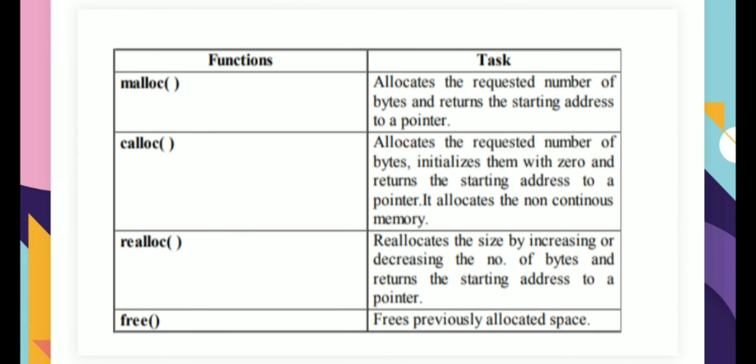So these are the functions and the tasks of these functions. The malloc function allocates the requested number of bytes and returns the starting address to a pointer. The calloc function allocates the requested number of bytes, initializes them with 0, and returns the starting address to a pointer. It allocates non-continuous memory. The realloc function reallocates the size by increasing or decreasing the number of bytes and returns the starting address to a pointer. The free function frees previously allocated space.